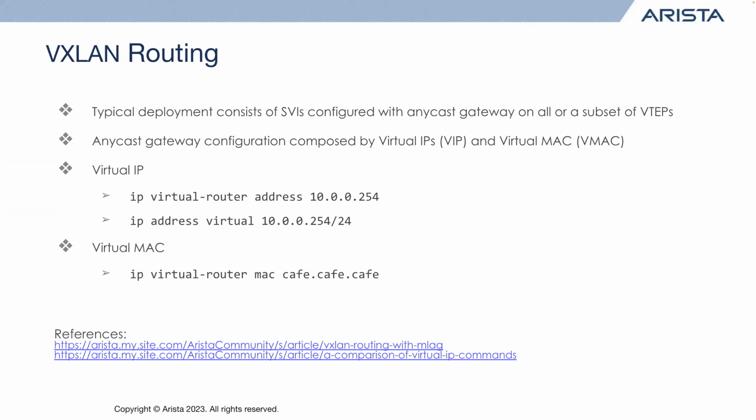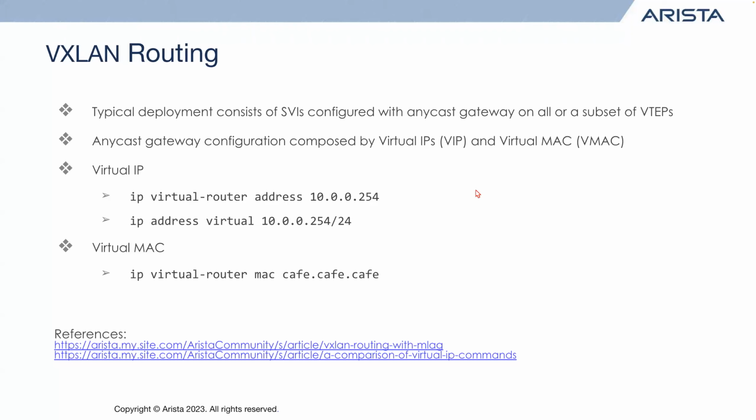And apart from having the SVI, since we are going to have SVIs potentially on all VTEPs, or at least a subset of them, we also need to configure the concept of Anycast gateway. Anycast gateway is essentially the gateway for the hosts within the VxLAN fabric, and it is shared by many VTEPs throughout the network. The way we configure that is by specifying a virtual IP and also a virtual MAC.